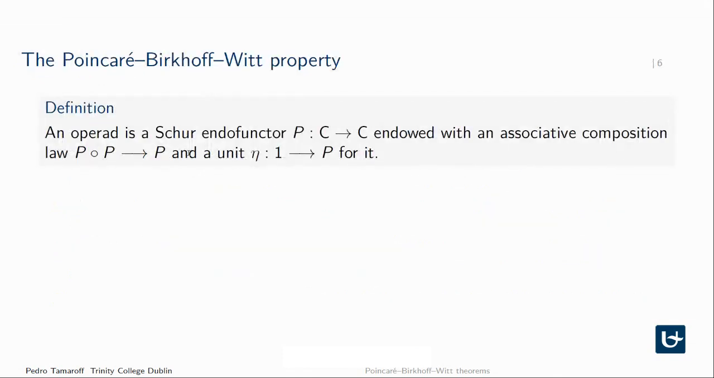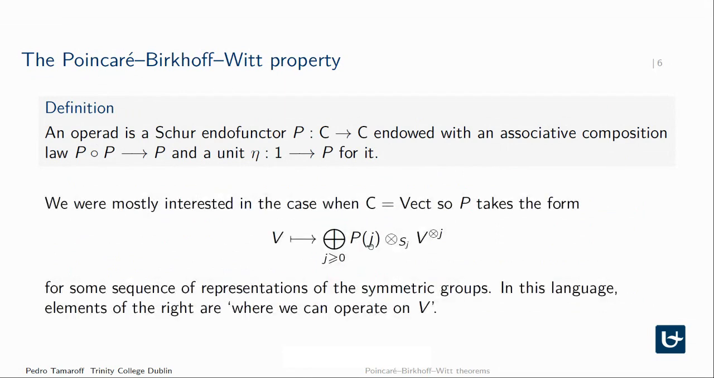Okay, so let me tell you what this Poincaré-Birkhoff-Witt property is by telling what its objects are. Bruno has already defined an operad as an object with these compositions. I want to think of it as a monad, so I'll think of it as what's called a Schur endofunctor. A Schur endofunctor is a sequence of representations of the symmetric group that I encode in this functor, right?